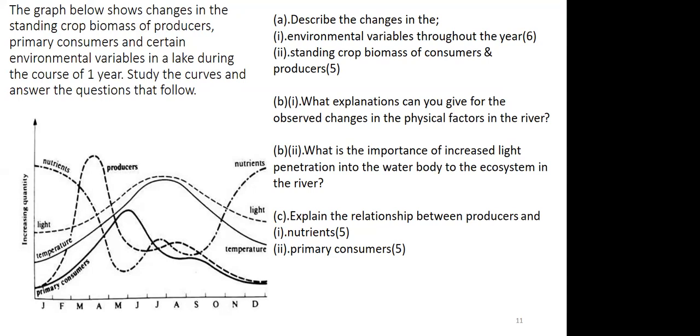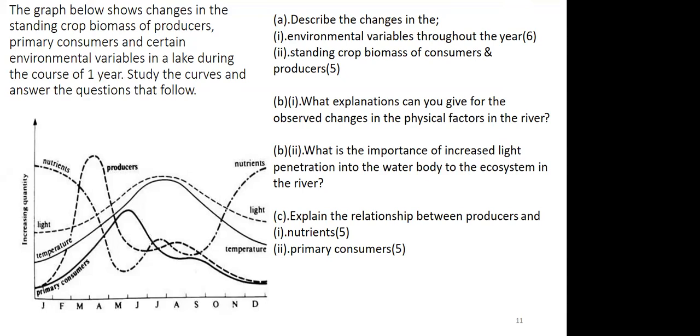But from February to about July, the light is increasing gradually because, whereas the producers have increased very rapidly, the primary consumers are also increasing. So they are feeding on the producers. So they are kind of blocking the light penetration, though not so much, because the primary consumers are feeding on some of the producers, creating more space for the light penetration.